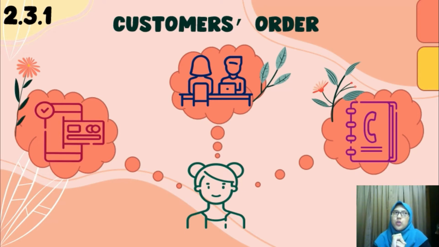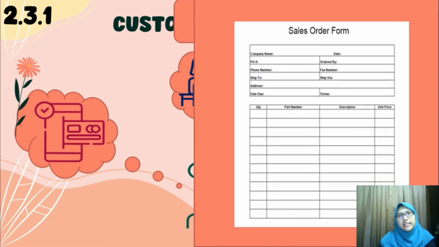Okay, so which department is responsible for managing the customer's order? So the sales department is the one that is responsible for managing the sales order. Okay, we talked about the sales order form before this, right? So this is an example of the sales order form.